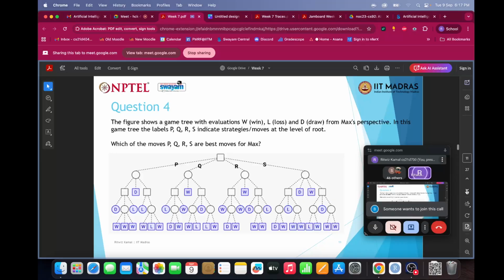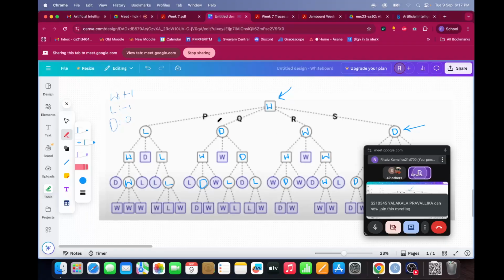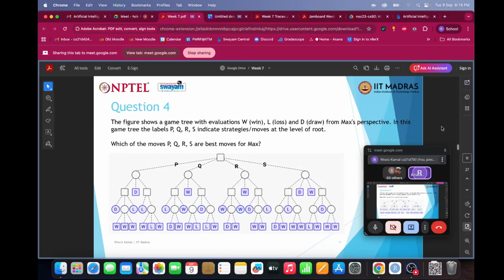We have some follow-up questions based on the same game tree that we just solved. Which of the moves P, Q, R and S are best moves for Max? So let me go to the filled in game tree. Out of all these moves P, Q, R and S, which of these moves do you think Max would want to prefer in order to win the game? R only, right? Because that's the only strategy that will give it a win. So R would be the answer in this case.